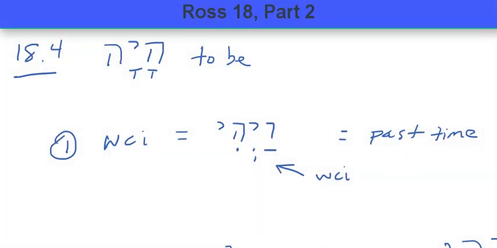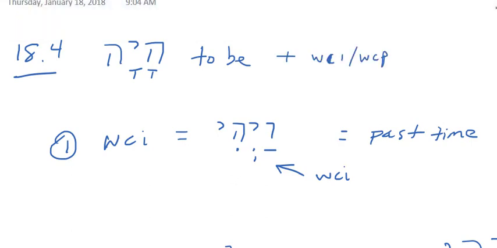We want to go to Ross chapter 18.4. So on page 139, we're introduced to Haya plus the WCIs and the WCP forms. Now, Haya is the verb that means to be.